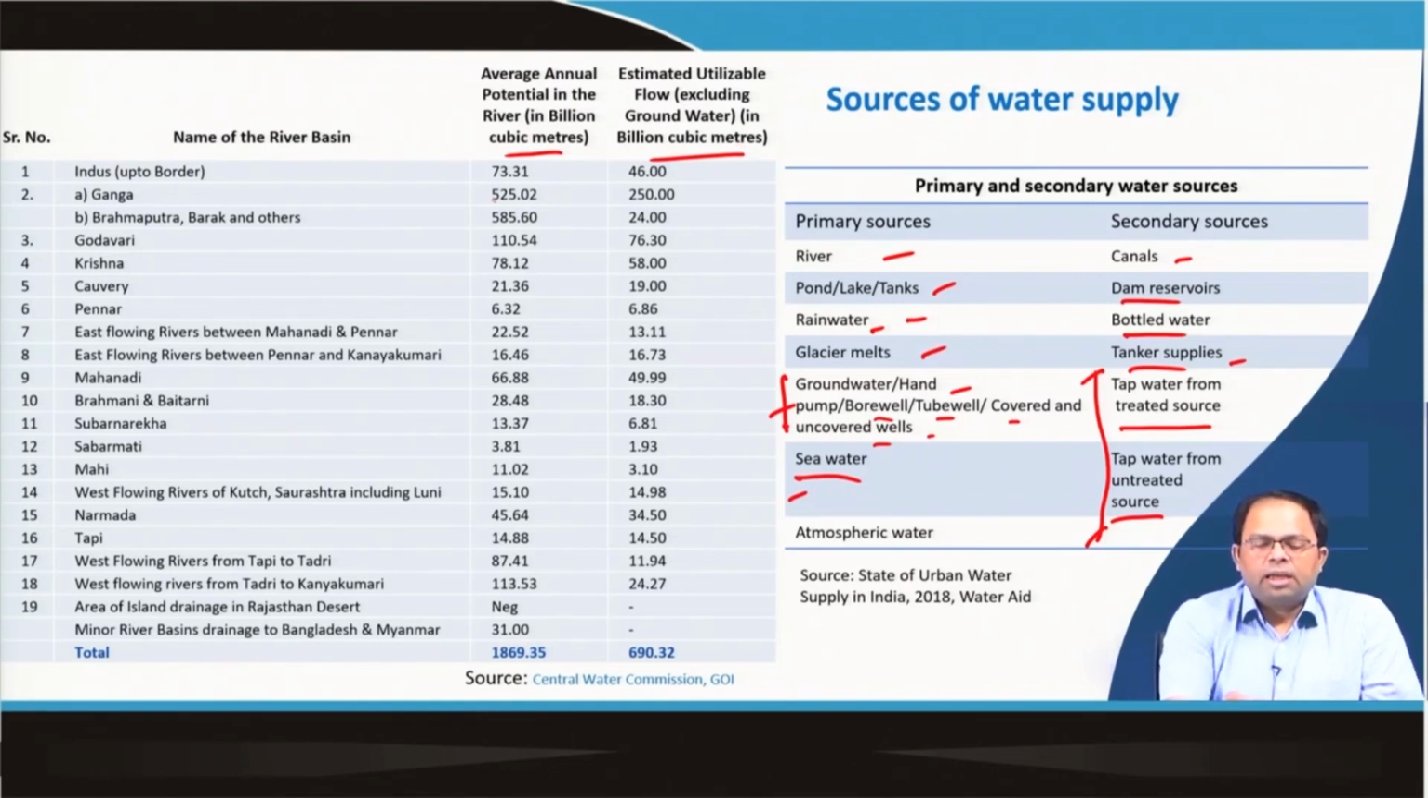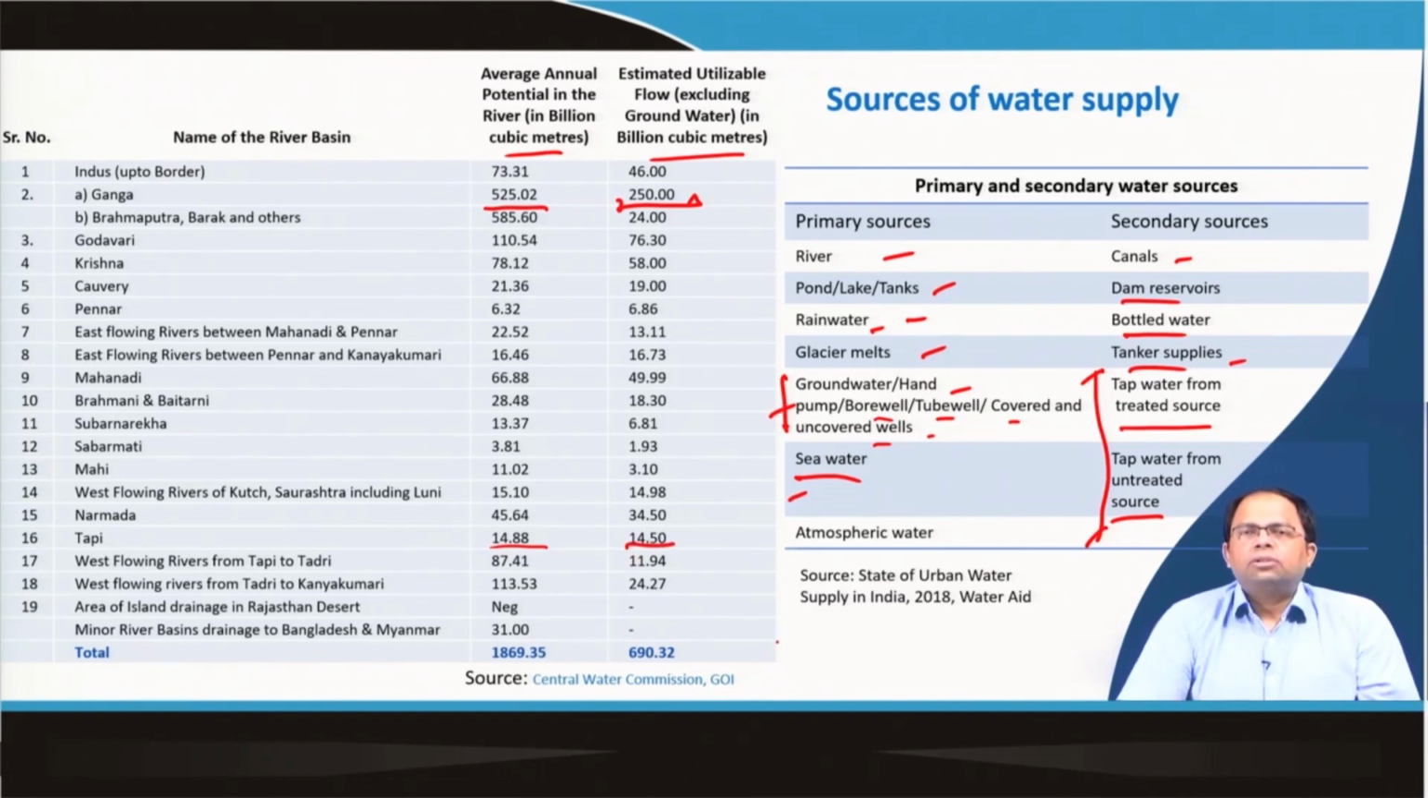For example, you take Ganges, 525 billion cubic meters of water is available. Out of that we can actually utilize 250 billion cubic meters. And then take another example, like the Tapi river, where most of the water is available for use. So, this is how we can actually determine the different surface water sources and the other sources that are there in an urban area.